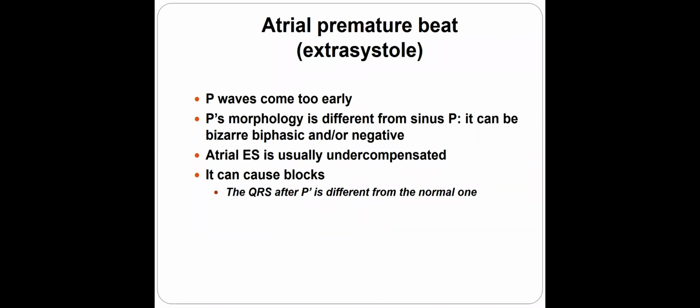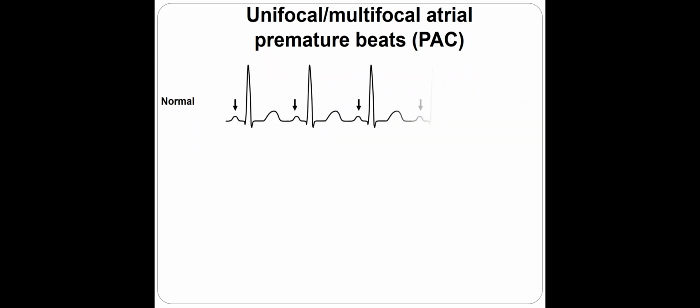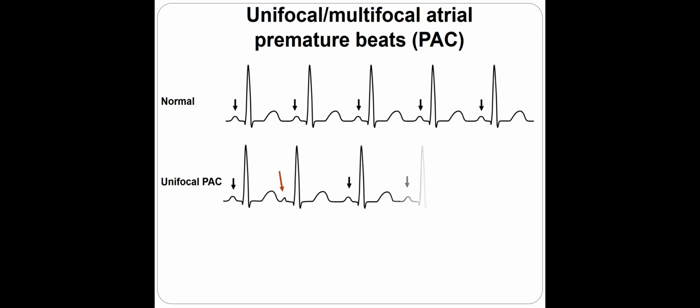Now the next one is the atrial premature beat or atrial extrasystole. It means that we have a P wave that comes earlier, but this P's morphology is not the same as a sinus P wave, and usually this is undercompensated. It can come from only one area, but not from the sinus. As you see here, this P morphology is not the same as the other P's. This P originated from the sinus. This P is not from the sinus, so that's from the atrium.